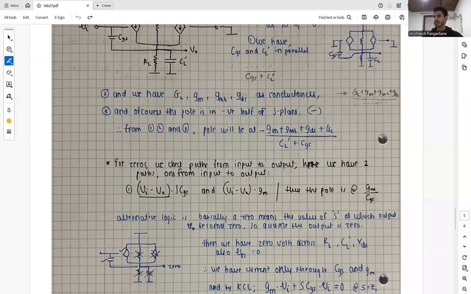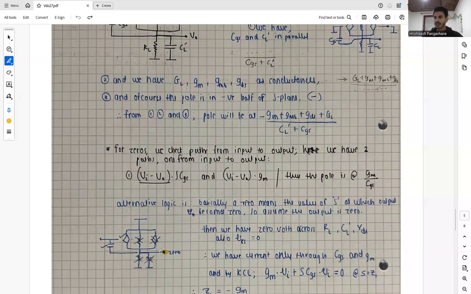And so let's assume that the output becomes 0. That's where the zero will occur. So then we have 0 volts across, like when we say that this output is 0 and already the ground is at 0, so we will have 0 volts. Not the input, but if we say that this node is at 0 voltage, then we have our GDS to be 0, our GMB to be 0, our CL to be 0, and our GL as well to be 0, and we have our VBS also equal to 0.